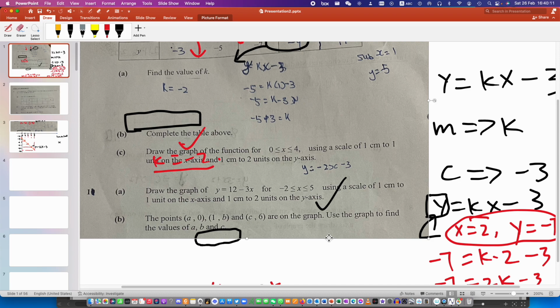Looks like one of the points is a bit off, so just correct the point. This point is a bit off, so just come down a little bit. Okay, the rest is okay. Understand? Okay, good. So label. This will be your y equals 12 minus 3x.